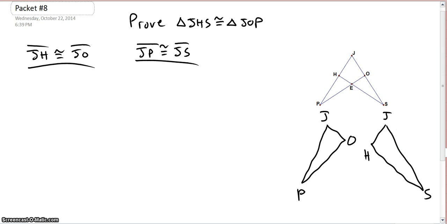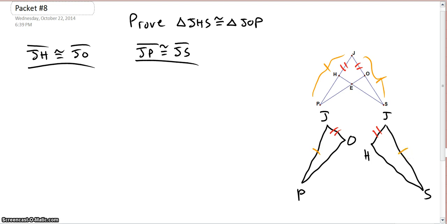So I'm going to take my givens and mark them: JH congruent to JO, and I'll mark them in both of these diagrams, and JP congruent to JS. It's kind of hard to mark this whole JP congruent to JS here, but on the diagram that I drew, it's not so bad. So I've already got two sides.